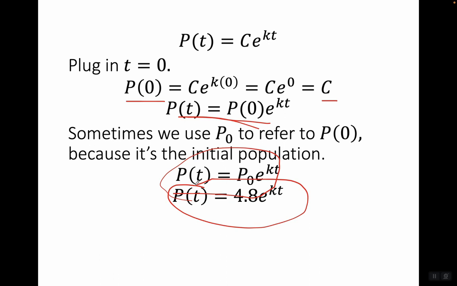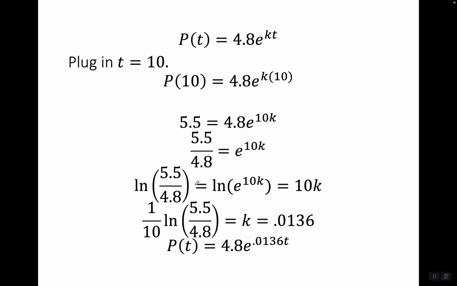You know what we need to do next. We need to find k. So let's plug in t equals 10 because we know the population at time t equals 10. We have P of 10 equals 4.8 e to the k times 10. But we know what P of 10 is. The population at time t equals 10 is 5.5 million. So we have P of 10 equals 5.5. That's 4.8 e to the 10k.